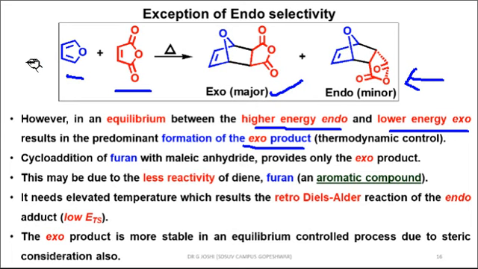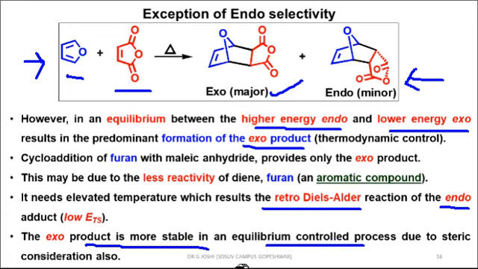since this reaction takes place at an elevated temperature, at this temperature the endo product, which is formed by a kinetic path, undergoes the retro Diels-Alder reaction and gives back the reactant molecules, which convert into the exo product. Thus, the exo product is more stable in an equilibrium control process, also due to steric considerations.